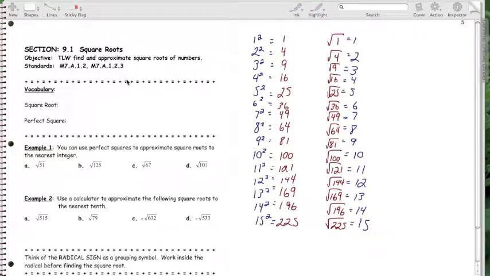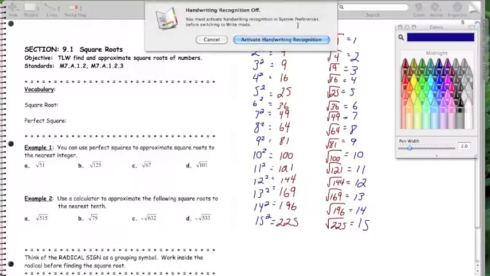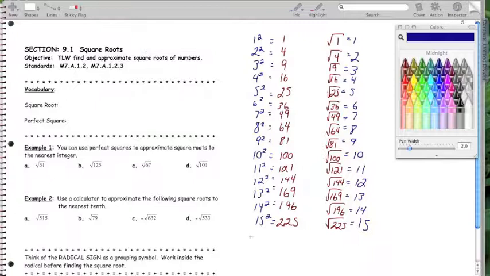Okay, section 9.1 is on square roots. Over here on the right I have some common squares: 1 squared, 2 squared, all the way up to 15 squared. We've already studied exponents. When we have something squared, for instance, 15 squared is really 15 times 15 equals 225. A shorthand way of writing it is just using the squared symbol, the exponent 2.